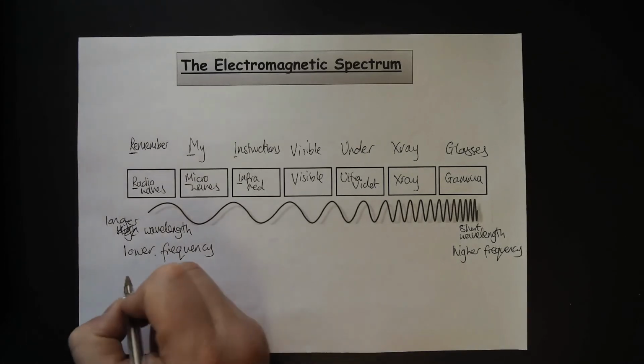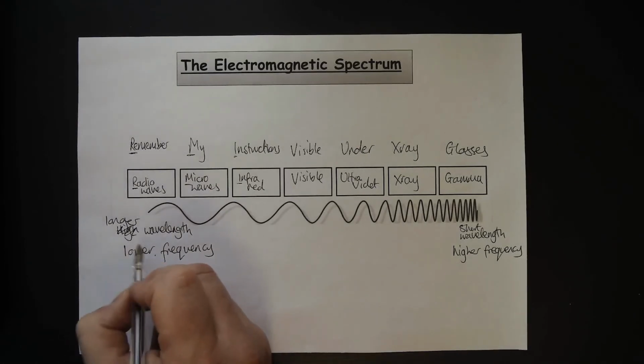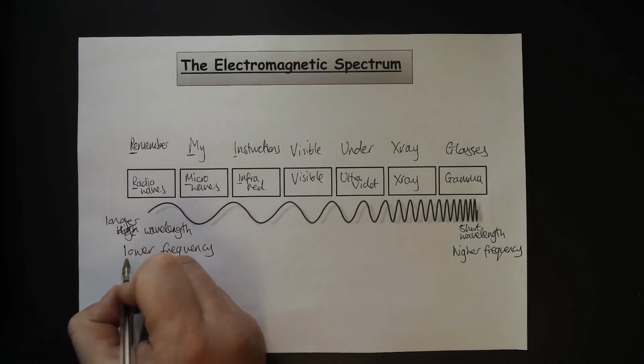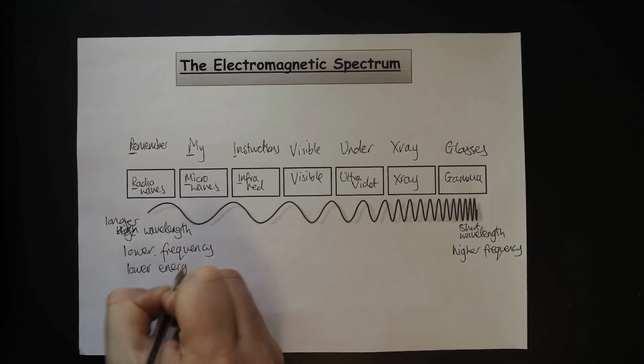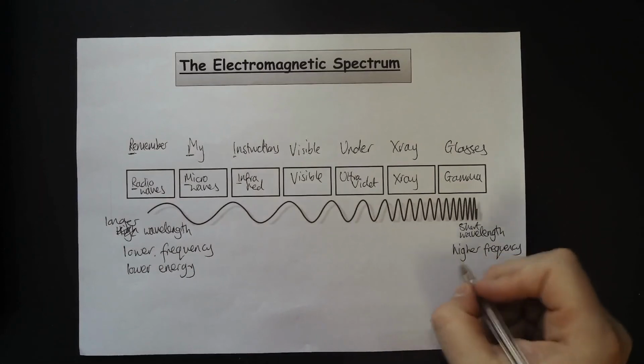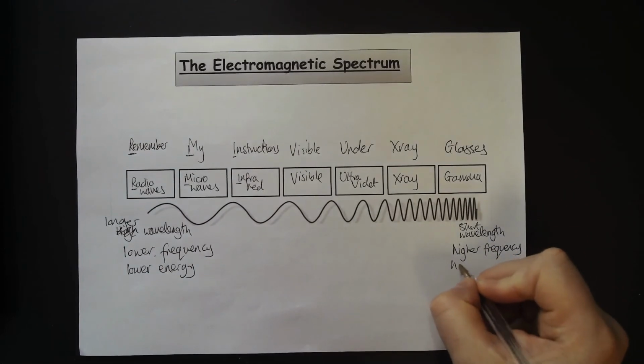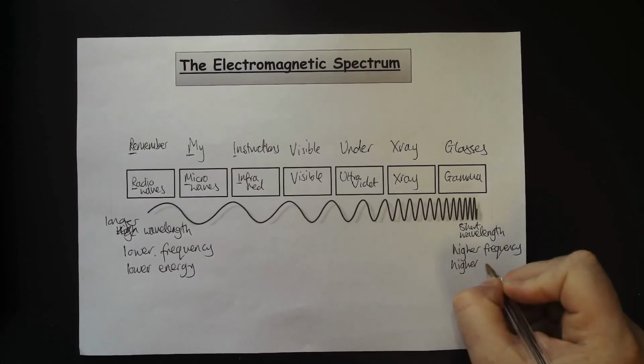The last thing I'm just going to mention is about energy. So if we have a longer wavelength and a lower frequency, we will have a lower energy. And then again, as we move down towards this end, gamma rays will have the highest energy.